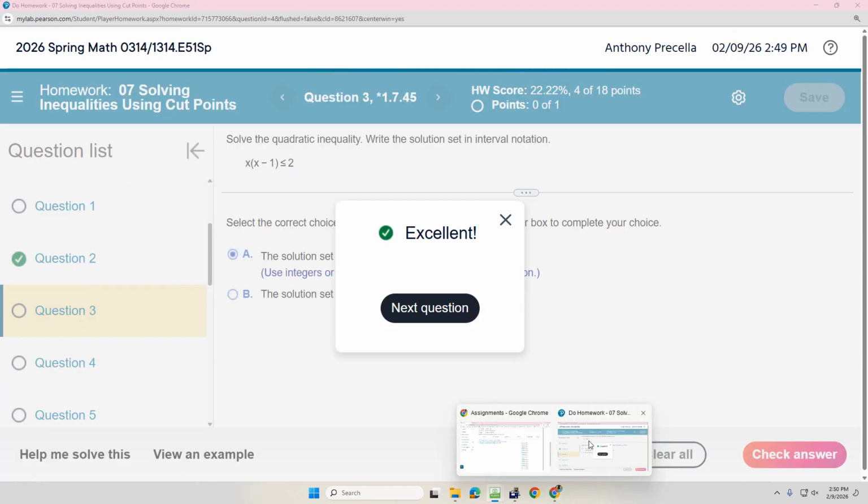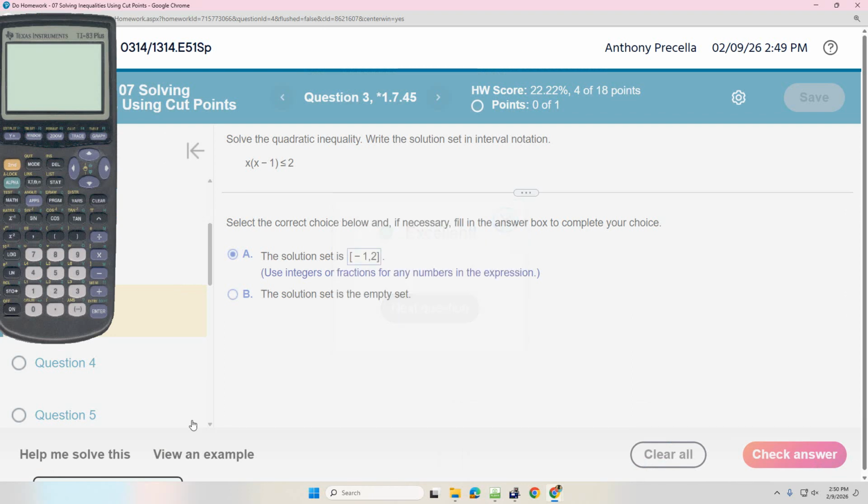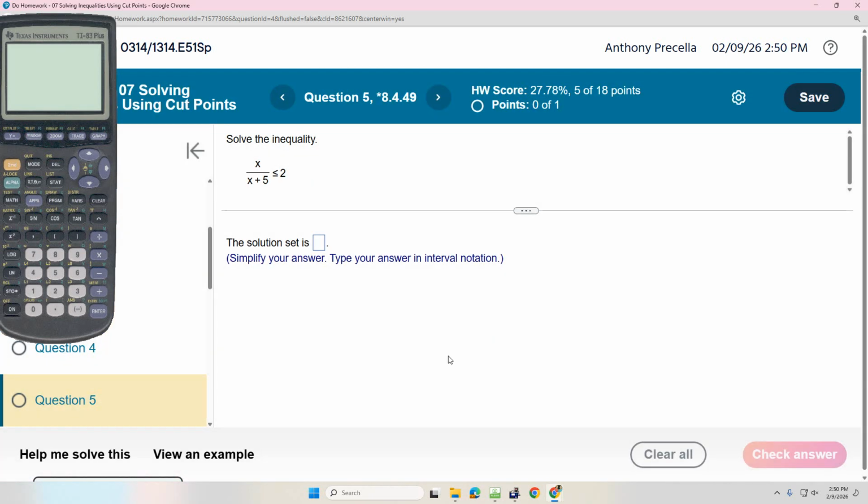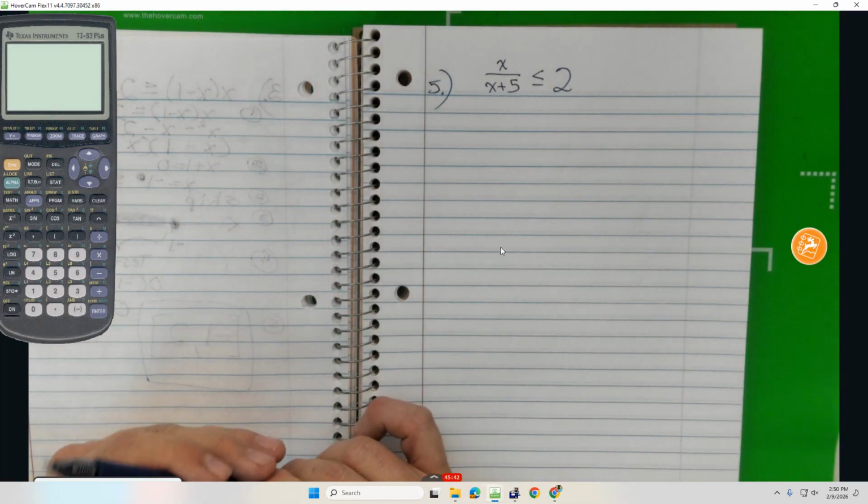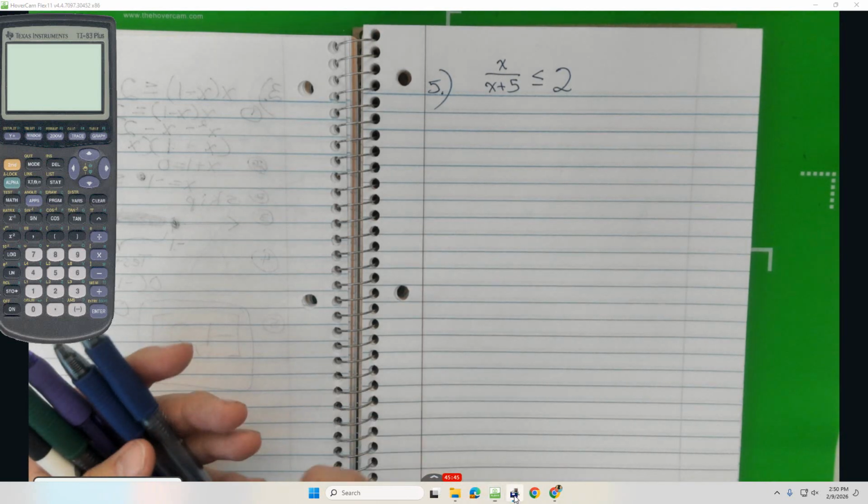Number 5, we'll go back to number 4 after number 5. I want to do number 5 first. Solve the inequality. x divided by x plus 5 is less than or equal to 2. We are not going to skip step 2. And how do you know we're not going to skip step 2? Because that problem, you see that fraction there.